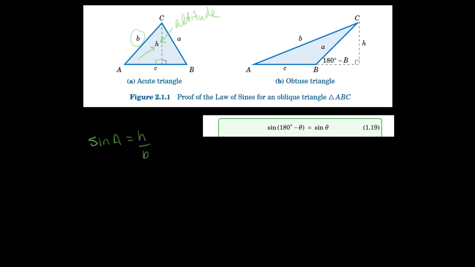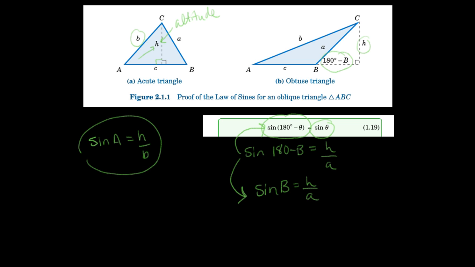In the obtuse triangle, we're going to use this 180 degrees. This is my right triangle, h is my altitude, and a is my hypotenuse. So I can also say that the sine of 180 degrees minus B is equal to h over a. But what's this right above? Are you saying that the sine of 180 minus an angle is equal to the sine of the angle? That's from chapter 1, and we're actually getting to use that now? Yes, that is true. So we can say that the sine of B is equal to h over a.